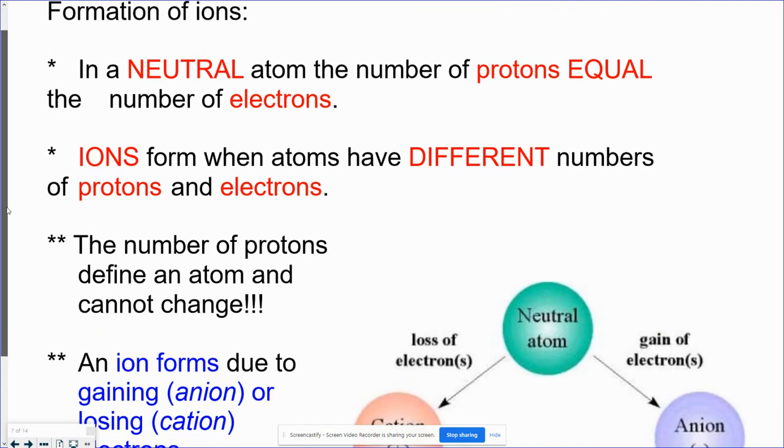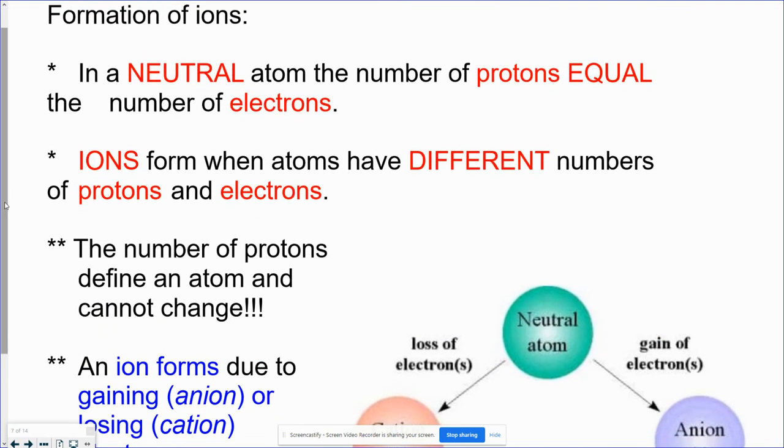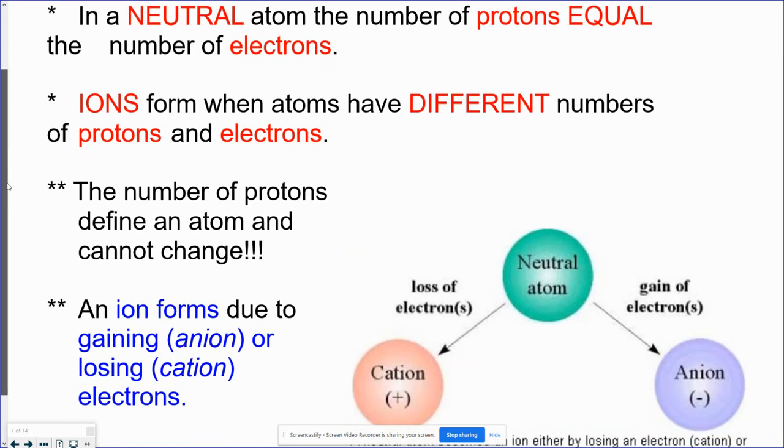So how do ions form? Now that we got our atoms down, and we know kind of what goes into an atom, how do ions form? Well, ions form when these protons and these electrons are not equal. If it's neutral, they're equal. But for ions, you need to have different numbers.